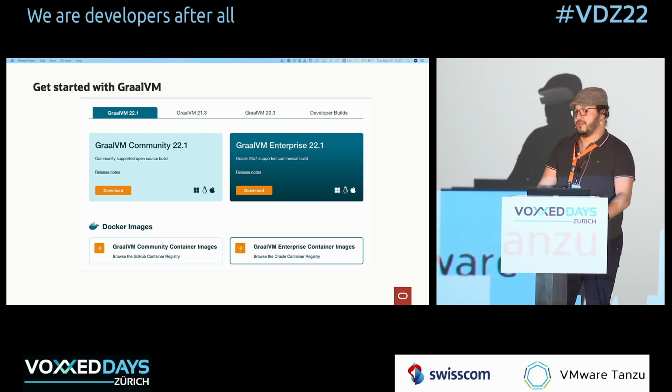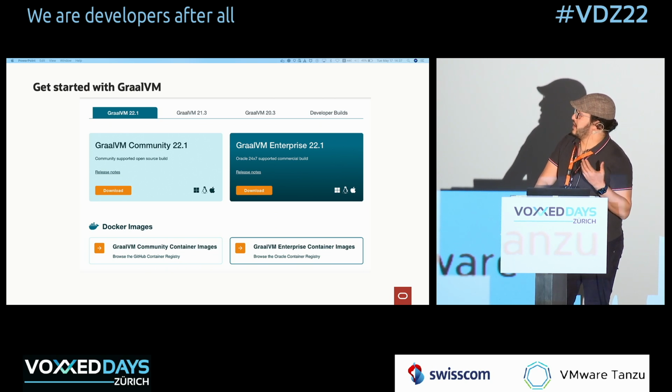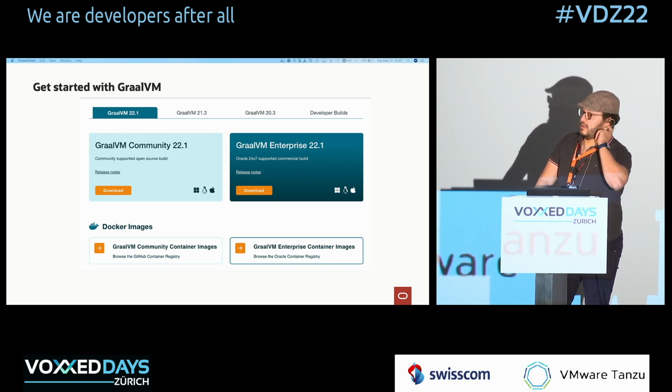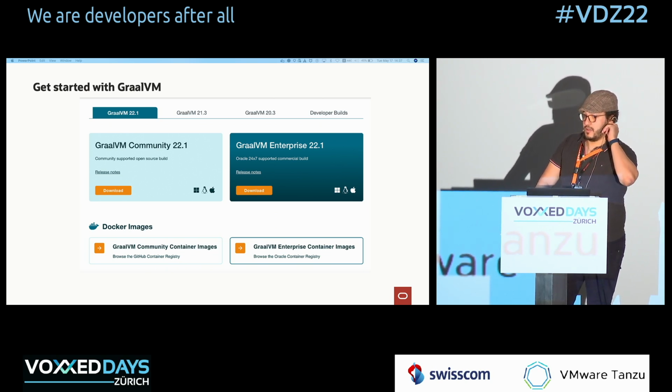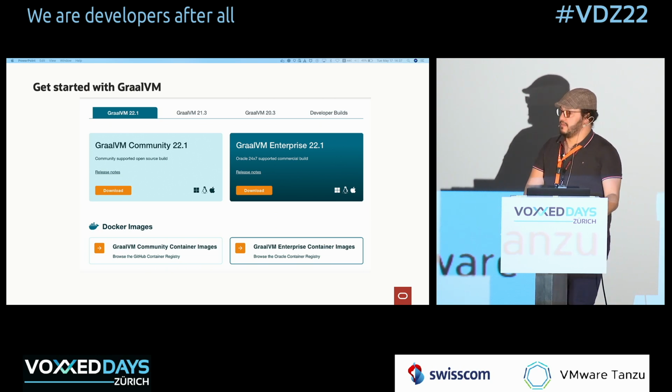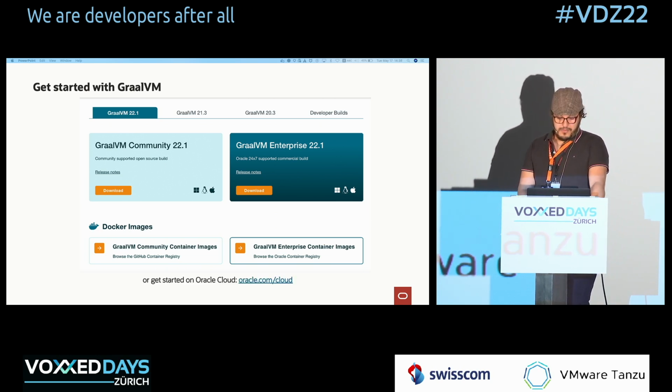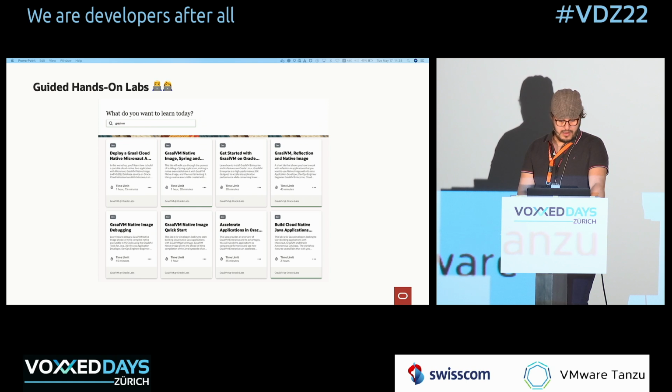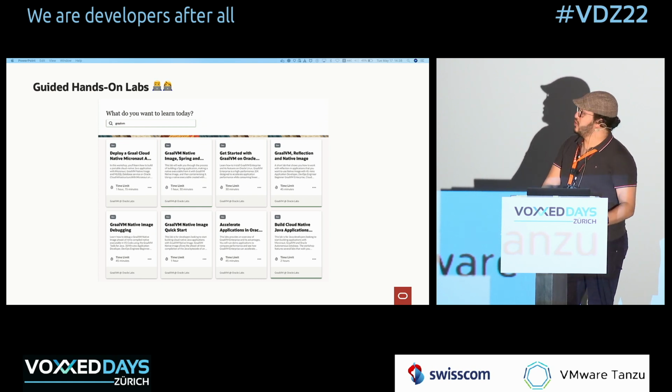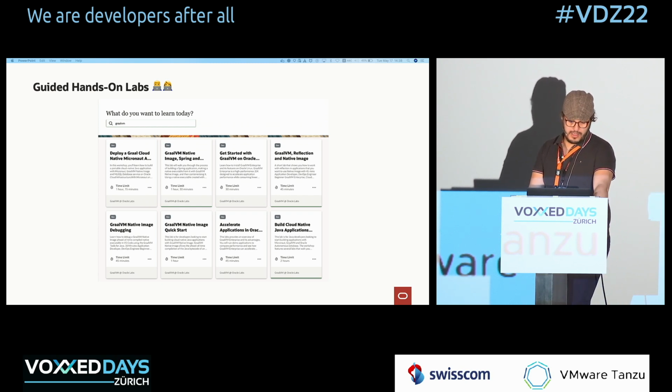The latest releases from April are already there. You can download them from GitHub or OTN. You can also use the Docker images for either the community or enterprise edition. And you can use Luna Labs if you hesitate to install everything. You can actually try some demos directly in your browser using Luna Labs.